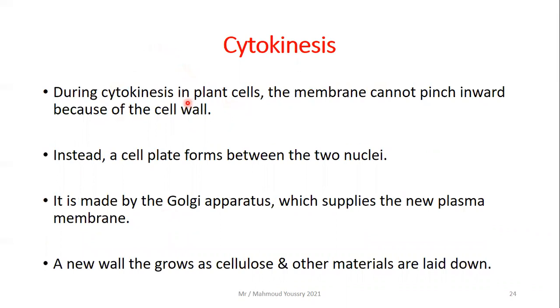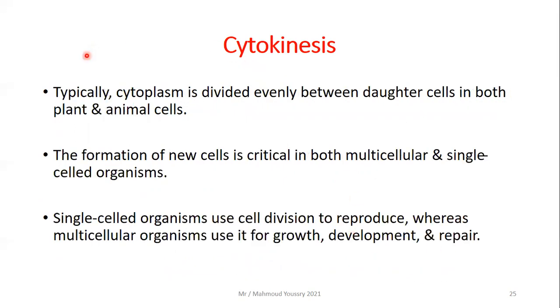But what about in plant cells? During cytokinesis in plant cells, the membrane cannot pinch inward because plant cells have a hard, rigid structure named the cell wall. Instead, a cell plate forms between the two nuclei. It is made by the Golgi apparatus, which supplies the new plasma membrane. Then a new cell wall grows as cellulose and other materials are laid down. Typically, cytoplasm is divided evenly between daughter cells in both plant and animal cells.